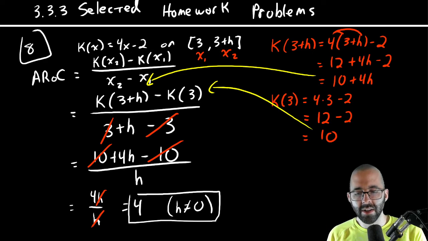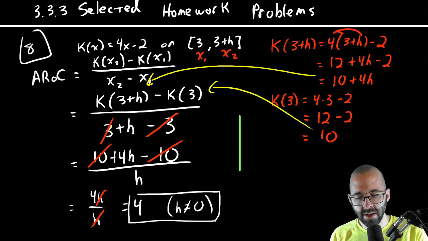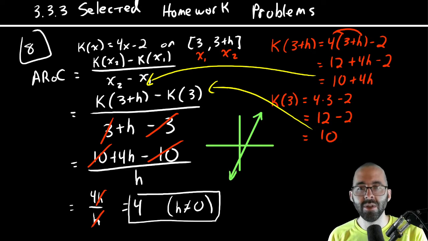So from the interval 3 to anything bigger than 3, the average rate of change is 4. And that's kind of cool if you really think about it. I'm going to nerd out for a little bit, right? Look at this function. What is this function? This function is 4x minus 2. This is a line with y-intercept negative 2.